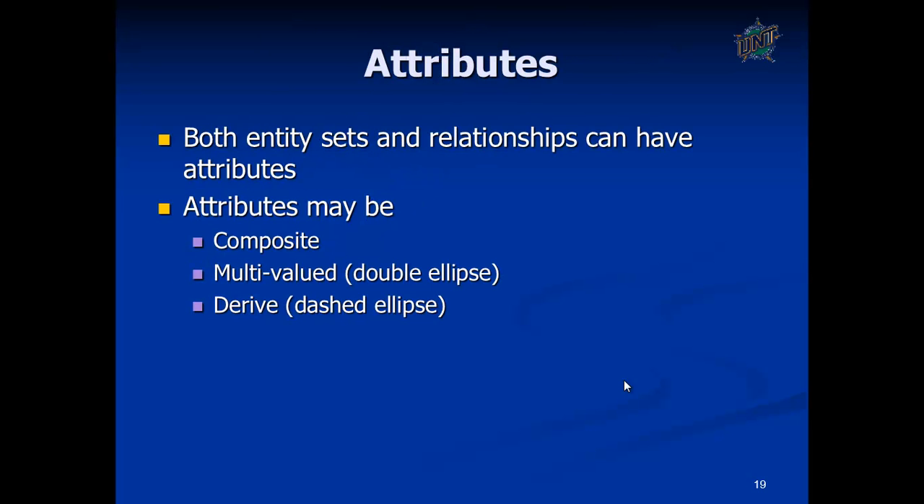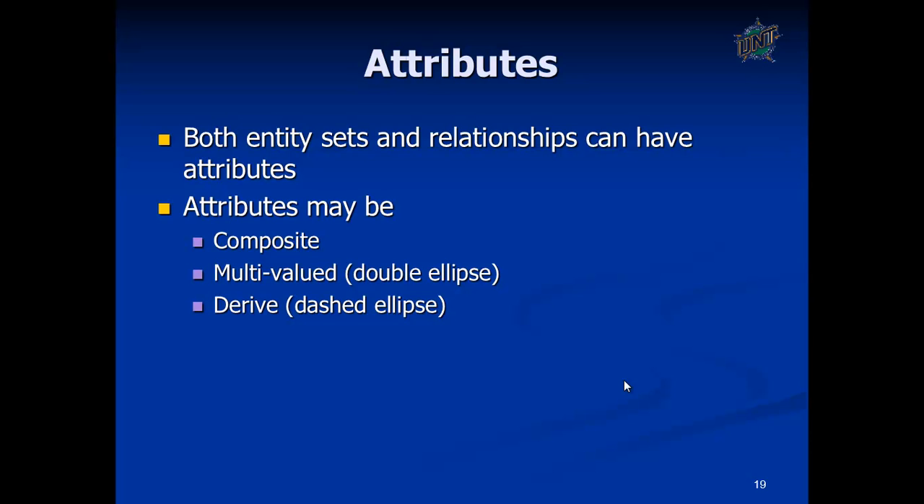Now what is an attribute? An attribute is something through which we can identify a particular entity, or we can say with the help of attributes we can define a particular type of entity. Each entity has some set of attributes. The attribute may be a composite attribute, a multi-valued attribute, or a derived attribute. And these types of attributes are presented differently.